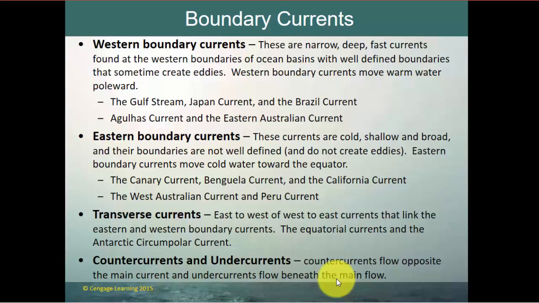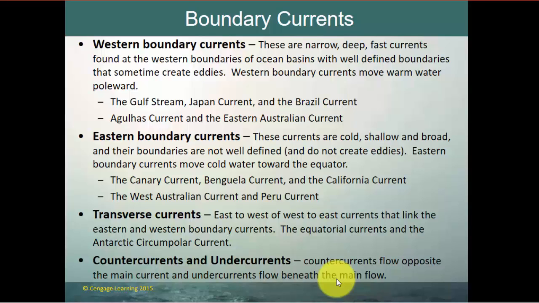Transverse currents move east to west and west to east, and they link the eastern and western boundary currents. So to complete that gyre, you have to have something that links the eastern boundary and the western boundary currents, and those are those transverse currents. So the equatorial currents and the Antarctic circumpolar current are the transverse currents.